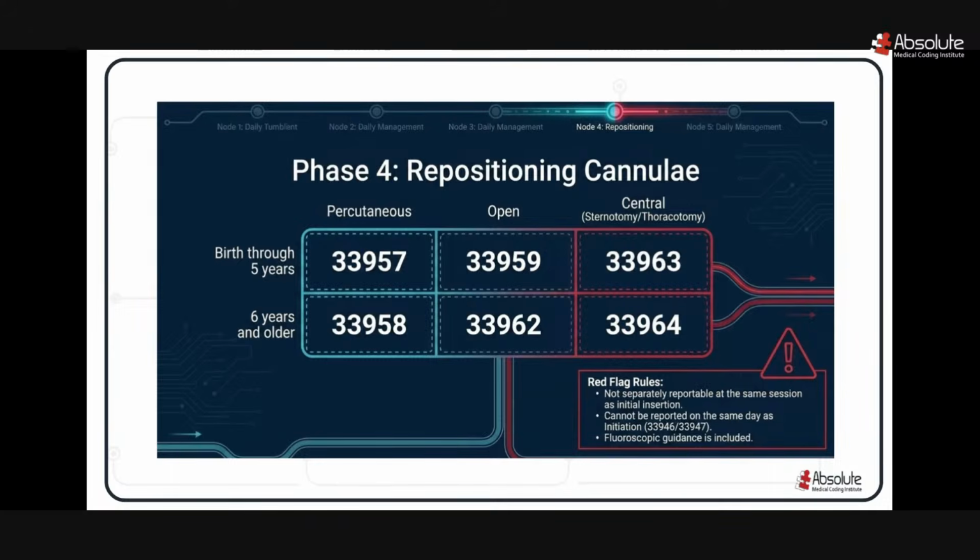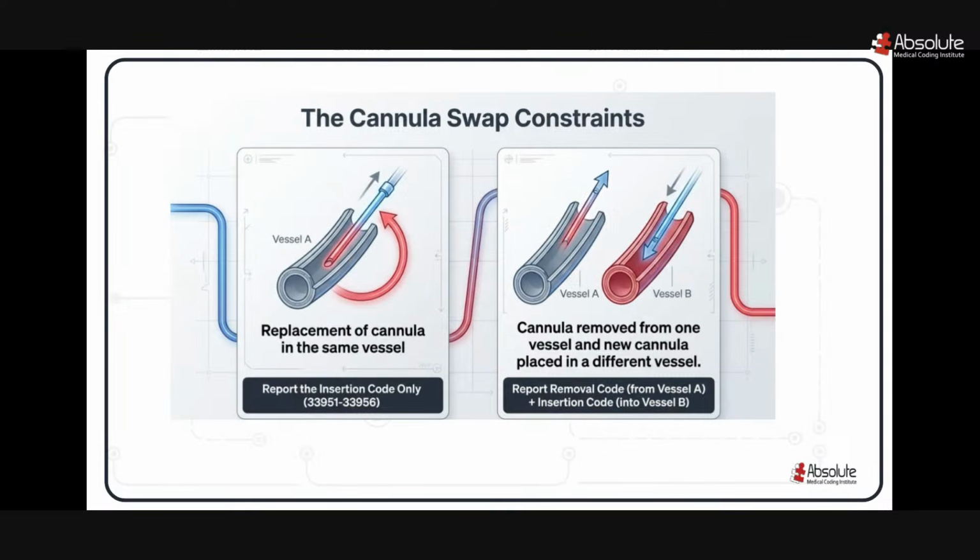Just like insertion, repositioning codes are also classified based on two parameters: the patient's age and the repositioning approach. Similar to insertion, we have three approaches: percutaneous, open, and central. Age is also in a similar classification category. We have codes from birth through 5 years, and codes for 6 years and older. So that's how the repositioning codes are classified. And there is a guideline you all have to make a note of in the repositioning section.